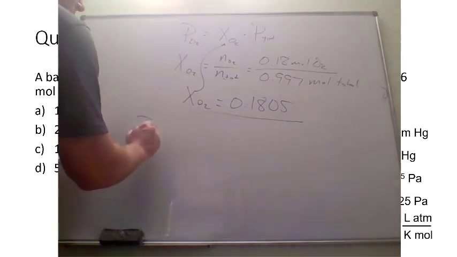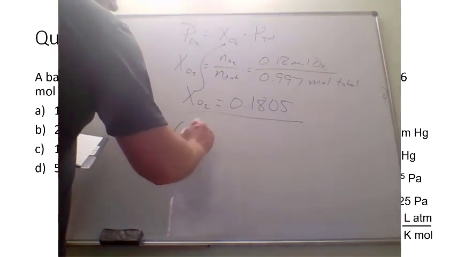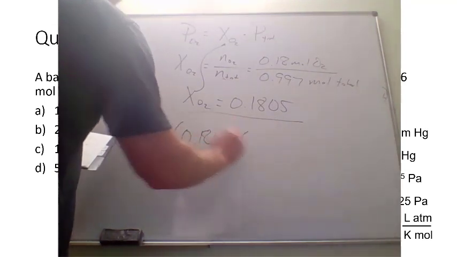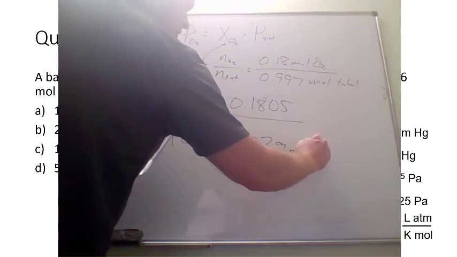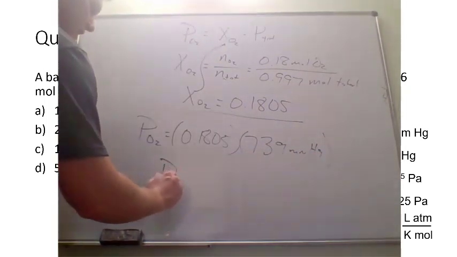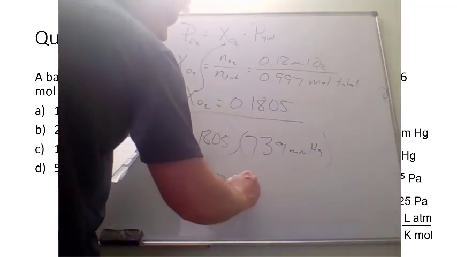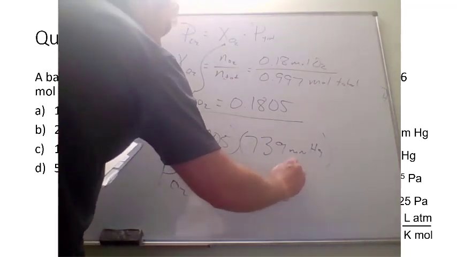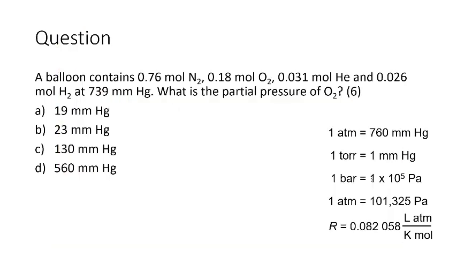So our pressure of O2 is equal to our mole fraction, which is 0.1805, times our total pressure, which is 739 millimeters of mercury. And that gives us a partial pressure of O2 equal to 133 millimeters of mercury. Okay, so that gives us our answer C on our list. That's cut down to 2 sig figs, 130.